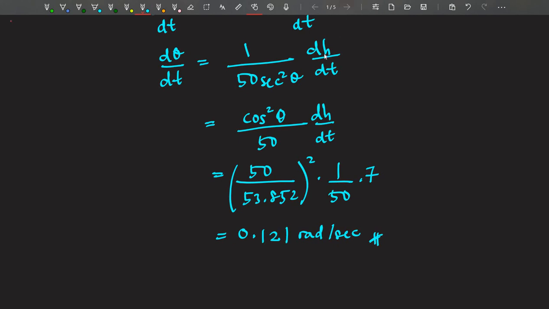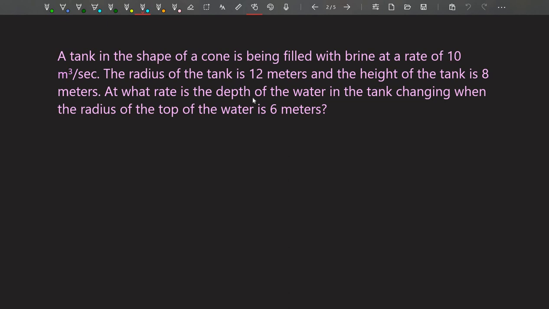Okay, let's look at another one. Here a tank is being filled with brine at a rate of 10 meter cube per second, and the radius of the tank is 12 meters and the height of the tank is 8 meters.